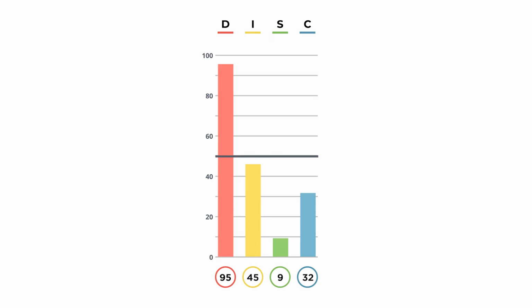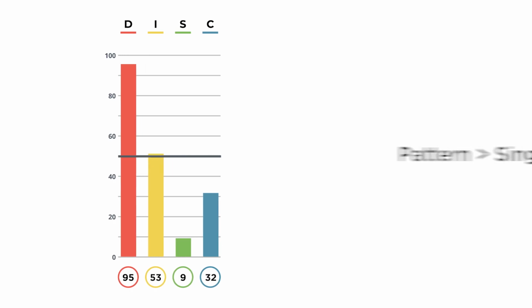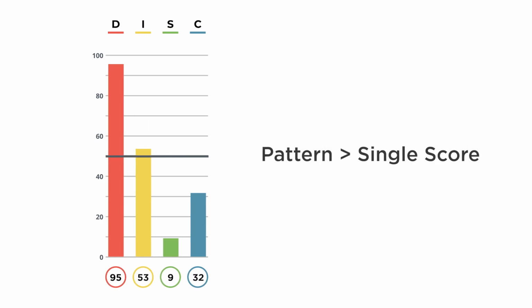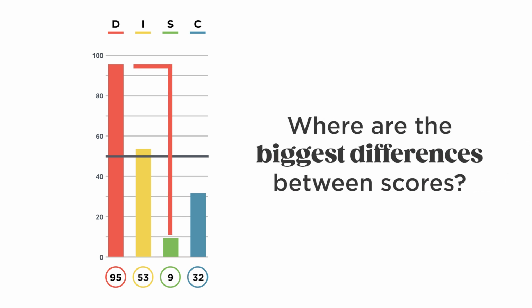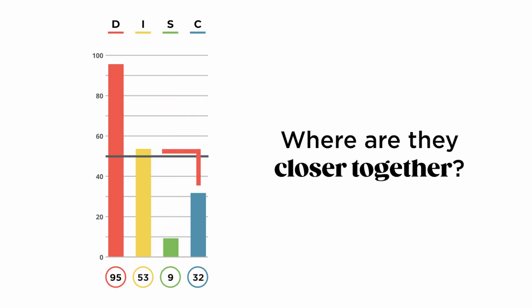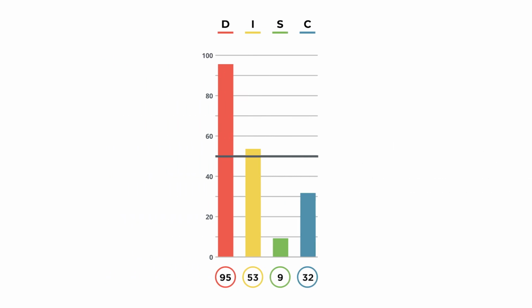When you look at all 4 scores together, each dimension represents a different part of behavior. Your full behavioral pattern comes from how all 4 factors work together, not just the top 2. DISC is not about just one score. It's about the pattern created across all 4 factors. Ask yourself, where are the biggest differences between scores and where are they closer together? Those relationships are what shape how you communicate and interact with others.